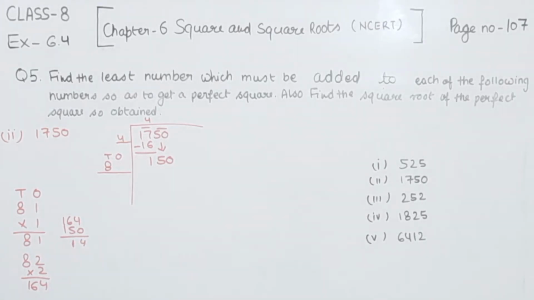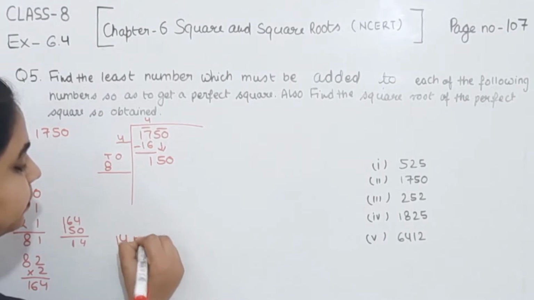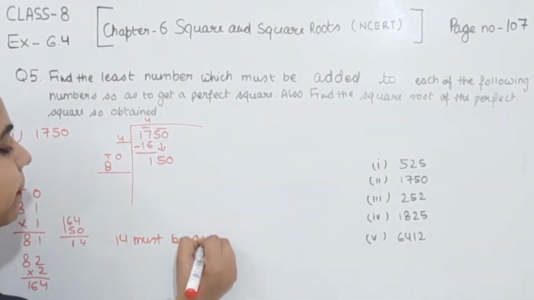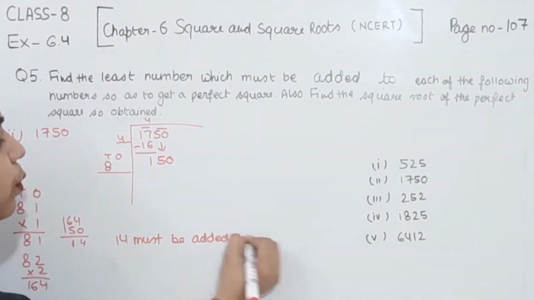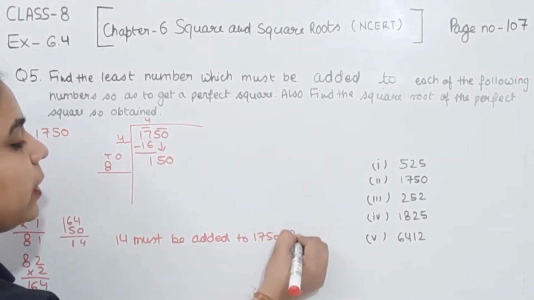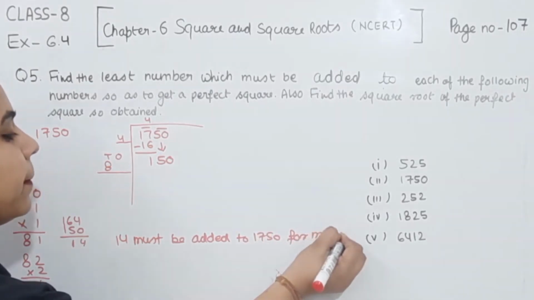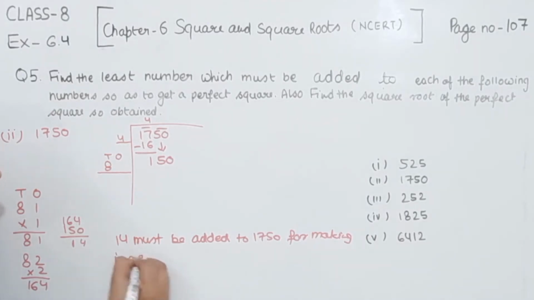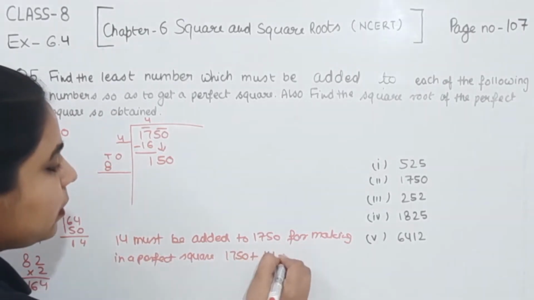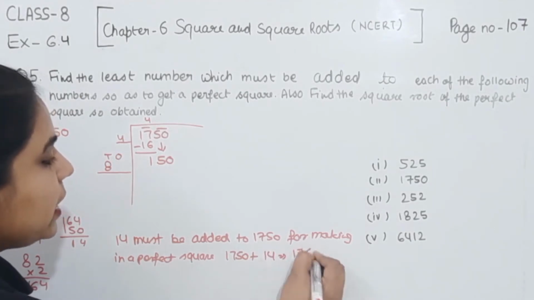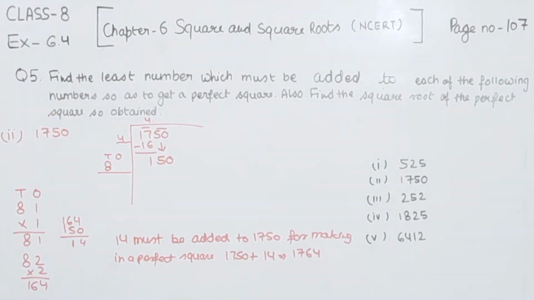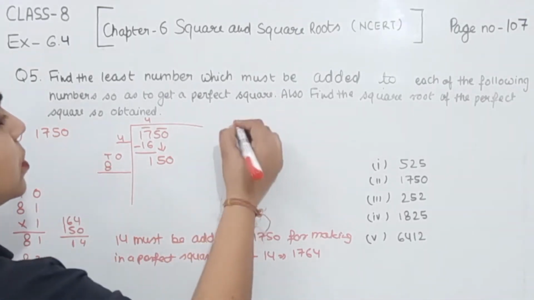So we are going to write here: 14 must be added to 1750 for making it a perfect square. So I'm going to write here 1750 plus 14. Then the number we are having is 1764. Now we are going to find the square root.